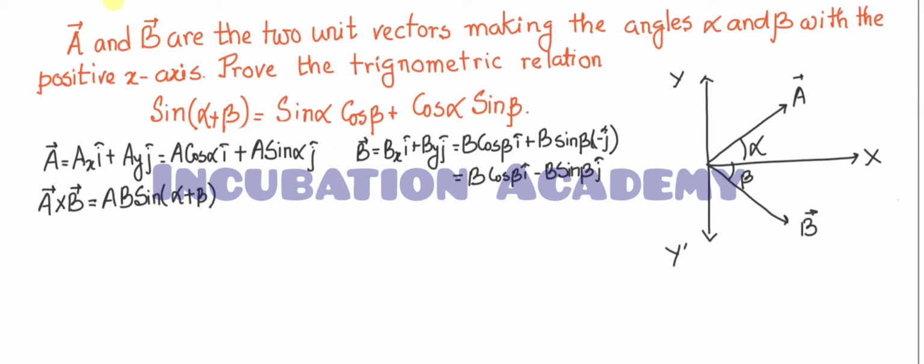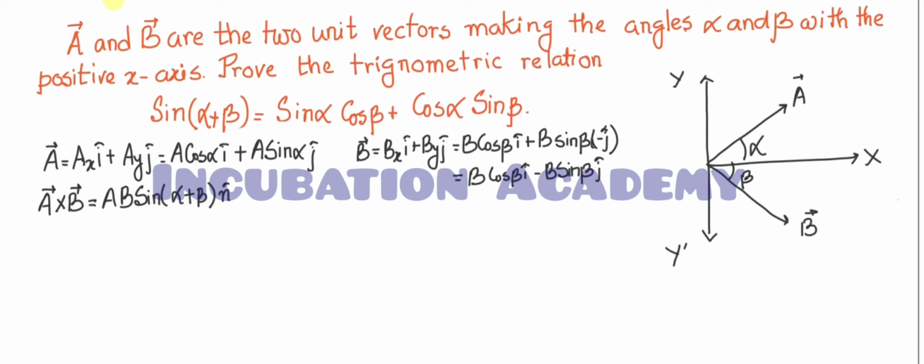But if I take the magnitude of a cross b, then mod of a becomes a, mod of b becomes b, and this is sin(alpha minus beta). N cap is 1. So we have to find out what a cross b is. So let us put the determinant here.